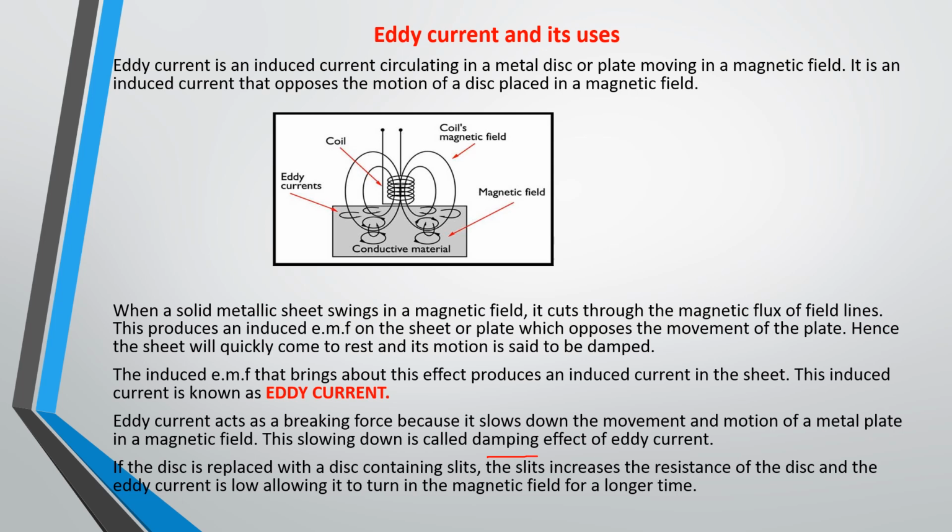Okay? If the disc is replaced with a disc containing slits, the slits will increase the resistance of the disc and the eddy current is low, allowing it to turn in the magnetic field for a longer time. So the slits will reduce the effect of eddy current on the disc, and because of that, the disc will turn for a longer time in the magnetic field. So guys, that is all about eddy current. Now we're going to look at the uses of eddy current and the advantages and disadvantages.